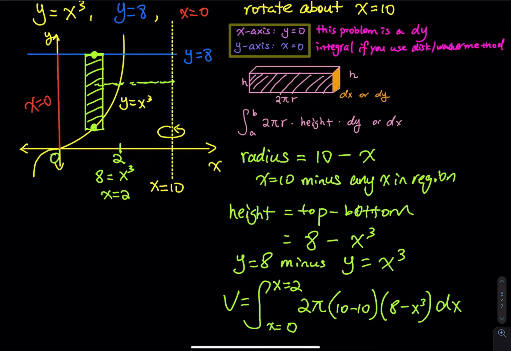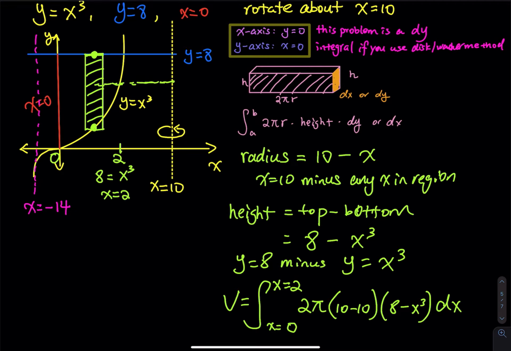So let's not waste the graph. Let's do a what if. Let me switch to another color. What if I change my revolution axis to here? The pink one. How about x equals negative 14? How does that affect the radius and height?